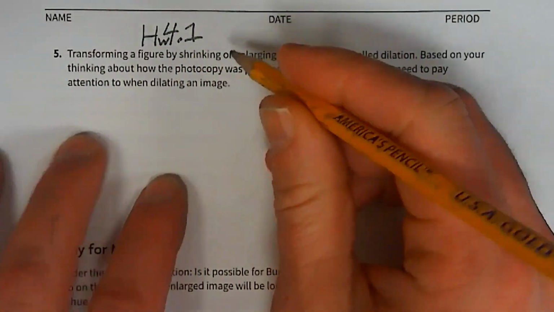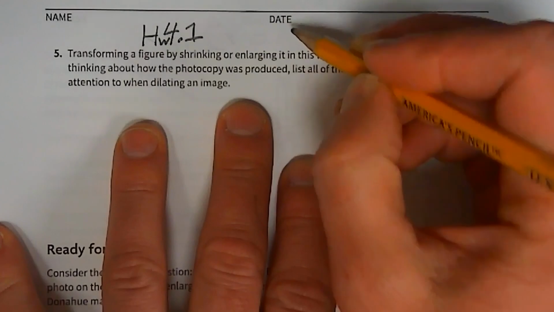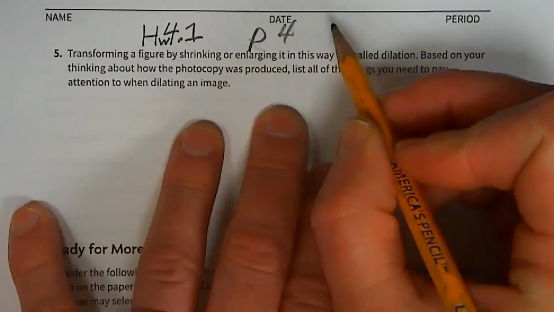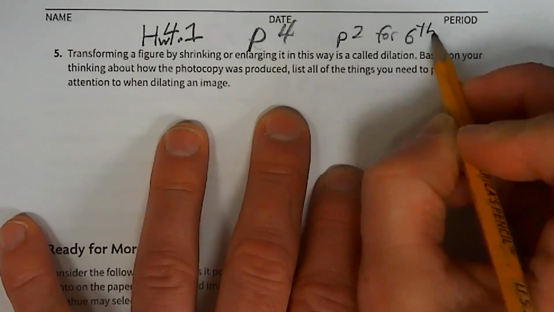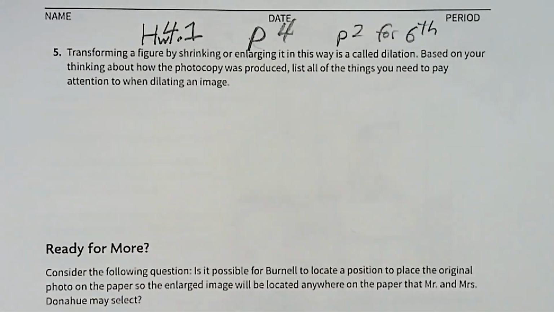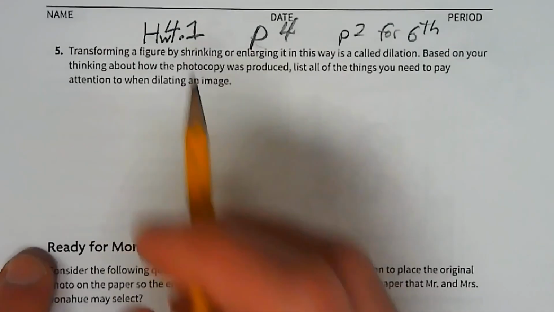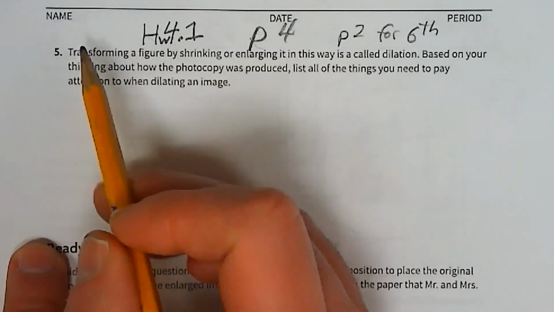Also, this is page 4 for most of you, and page 2 for 6th period if you got a spiral. If you have a stapled packet, 6th period, then it's page 4. We're just going to finish this up before we dive into the homework.